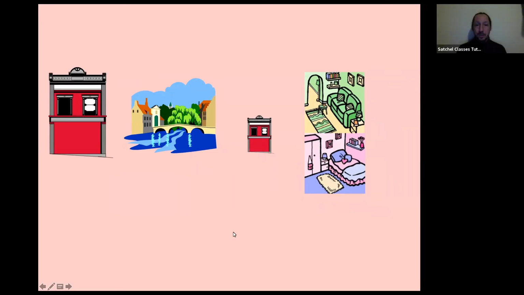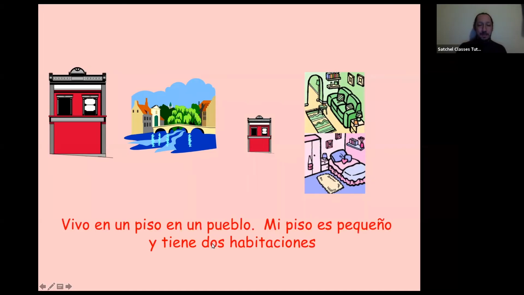Well, this was a longer sentence as well. 4 bits of information that we should be able to do. Let's have a look. Vivo en un piso en un pueblo. Mi piso es pequeño y tiene 2 habitaciones. Very straightforward. By the way, in this sentence, I used the word y, which means and.